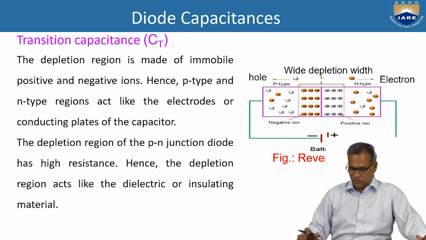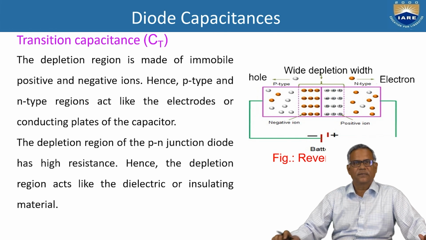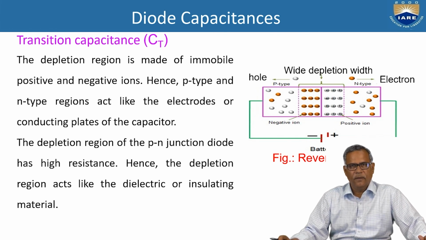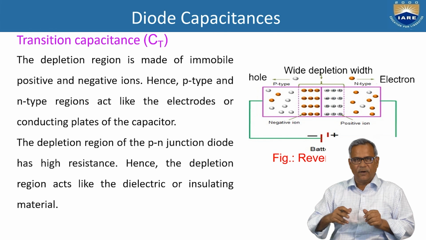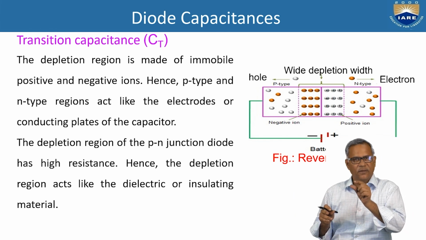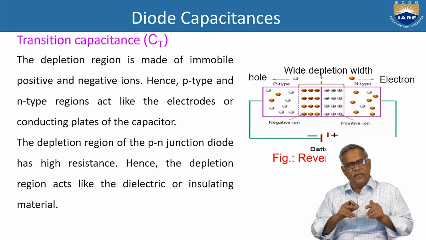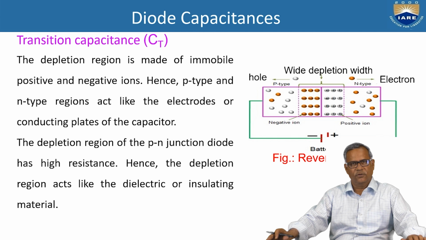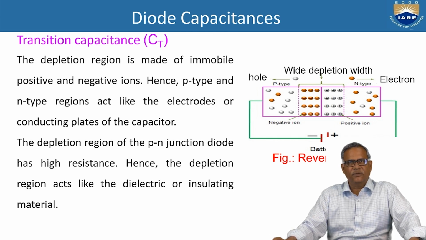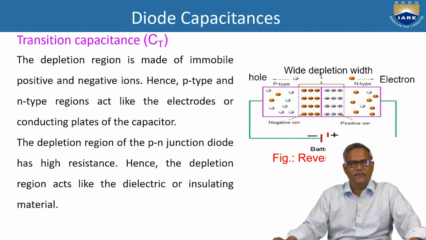So in today's lecture, we have discussed the DC load line, for which we applied Kirchhoff's voltage law and drew the DC load line, and the intersection of the DC load line with the forward characteristic of the diode has given us the Q point, and the Q point can be changed by varying the load resistance in the diode circuit. And also we have discussed the two types of capacitances, transition capacitance and the diffusion capacitance.